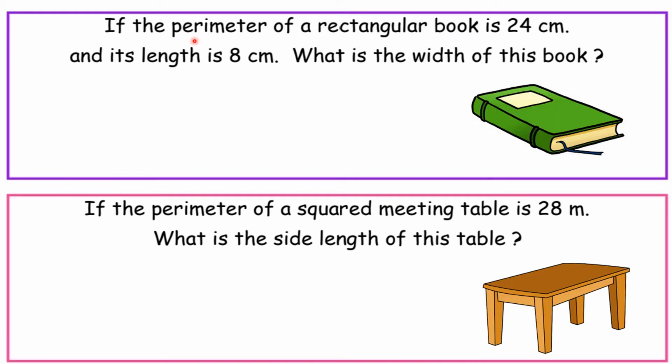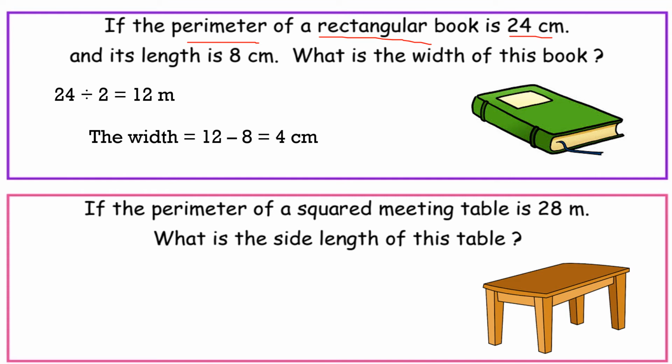If the perimeter of a rectangle book is 24 centimeters and its length is 8, what is the width? Now what we're going to do is very easy and simple. I have here a perimeter and it's equal 24. At first I'm going to see if this 24 is divisible by 2 because this perimeter is for a rectangle. So 24 divided by 2 gives you 12 centimeters. Okay, this 12 is the length plus width. So the width equals 12 minus 8, because the length here is 8. So it's going to be 4 centimeters.